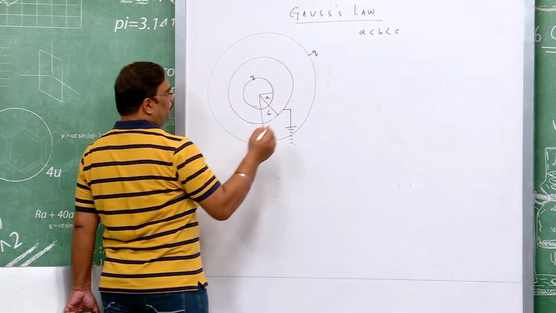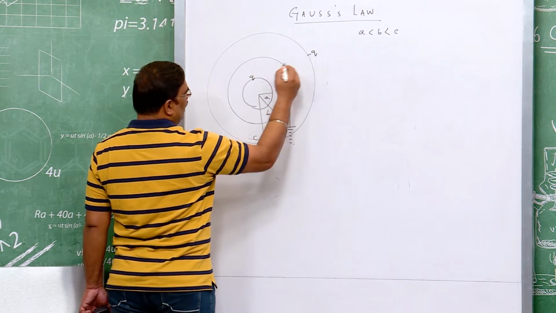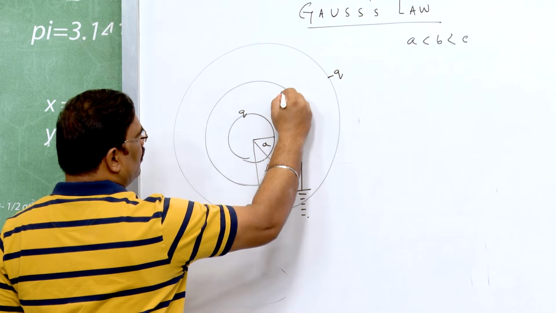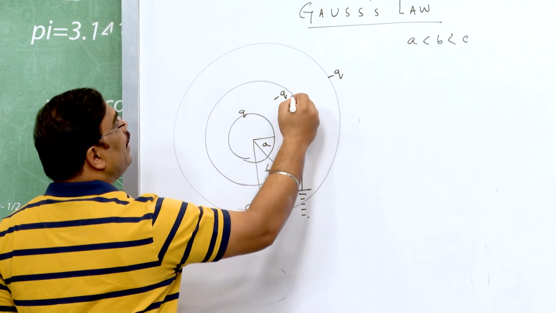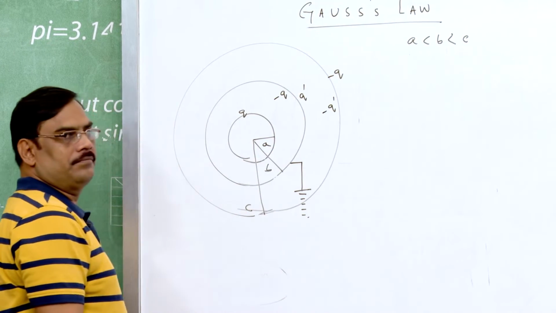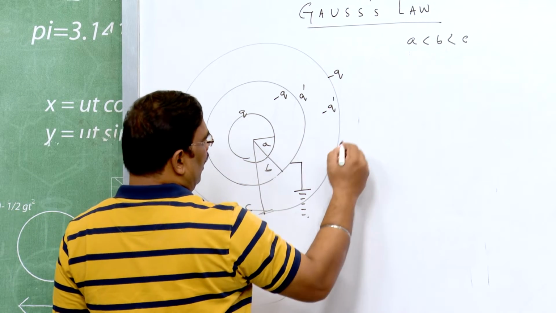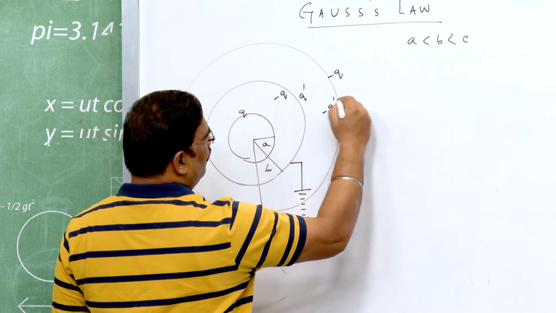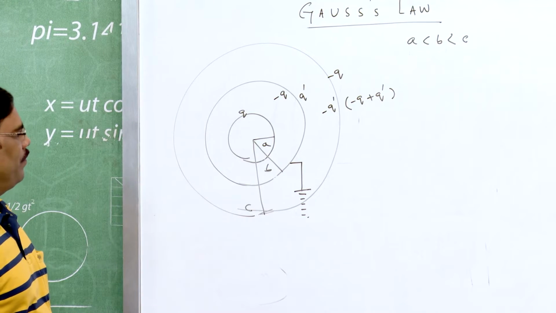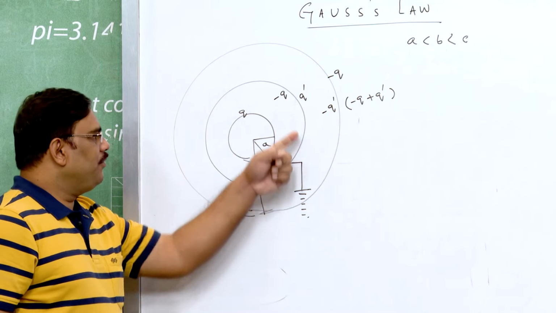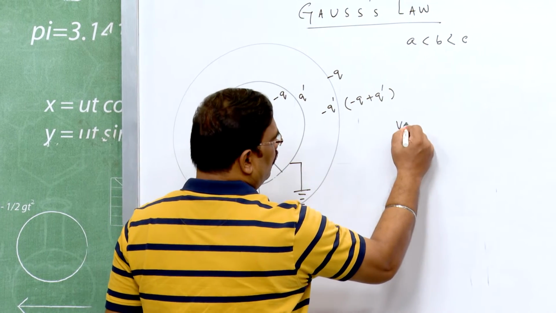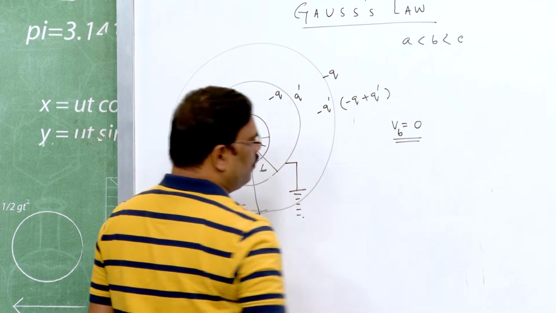So, let the charge developed on the inner face of radius B be minus q, and on the outer face of radius B suppose q dash. So, this will be minus q dash, and the outer surface will have a charge of minus q plus q dash. Okay. Now, since the sphere of radius B is earthed, its potential is 0. In this case, the potential V is equal to 0.